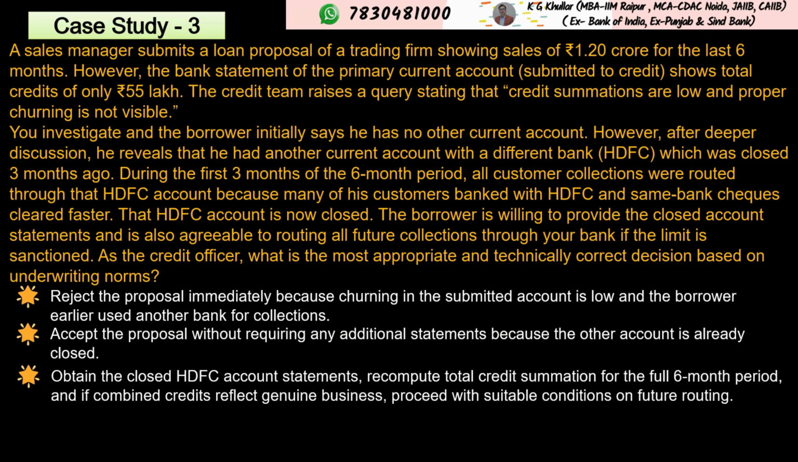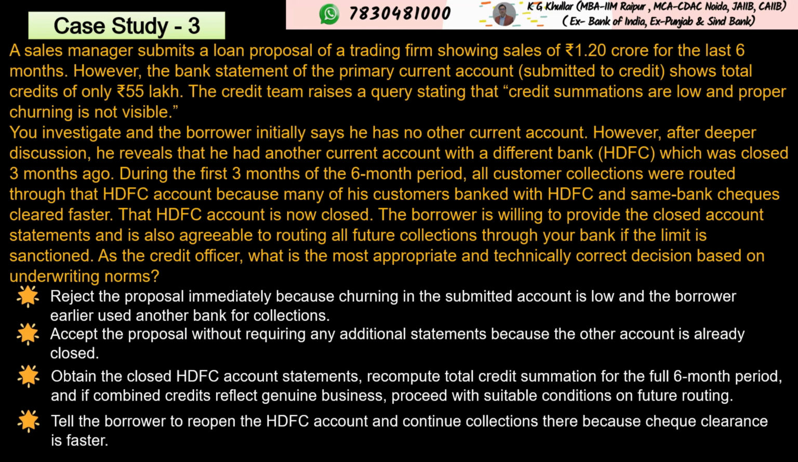Then option C is obtain the closed HDFC account statements, recompute total credit submissions for the full 6 months period, and if combined credits reflect genuine business, proceed with suitable conditions on future routing. And last, option D is tell the borrower to reopen the HDFC account and continue collections there because cheque clearance is faster.